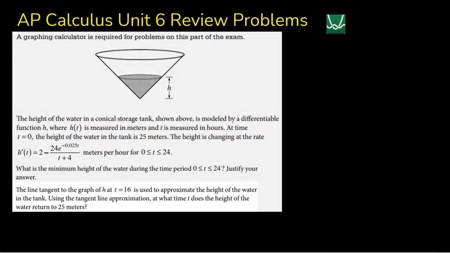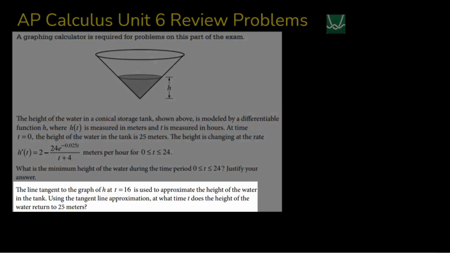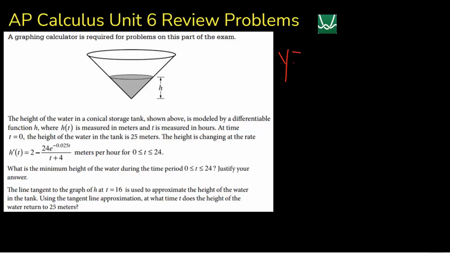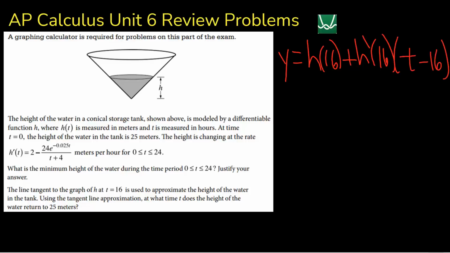Then the second part: the line tangent to the graph of h at t equals 16 is used to approximate the height of the water in the tank. Using the tangent line approximation, at what time t does the height of the water return to 25 meters? So for an equation for the tangent line, we could just use point-slope form, solve for y, which would be y equals h of 16 plus h prime of 16 times t minus 16. We could say that this is our tangent line approximation. And then this is essentially asking us, when does that equal 25?